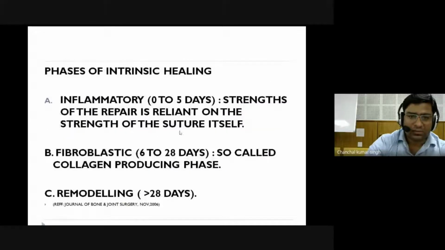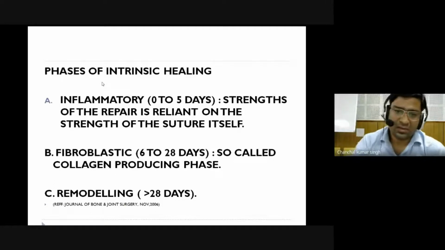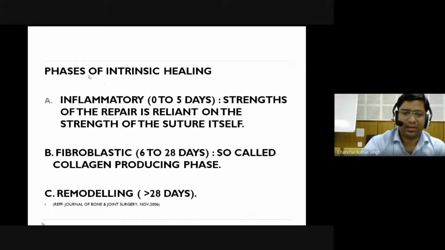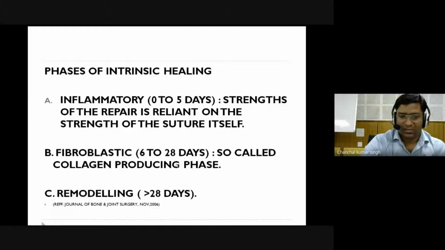Yeah, so these are the phases for intrinsic healing. As with any other normal tissue, you have inflammation first, which lasts for almost a week. It starts immediately after 6 to 8 hours, peaks at 3 days, and can last for 5 to 7 days. So you have the inflammatory phase here, then fibroblastic activity where raw collagen is deposited, then remodeling, which lasts for more than 28 days.